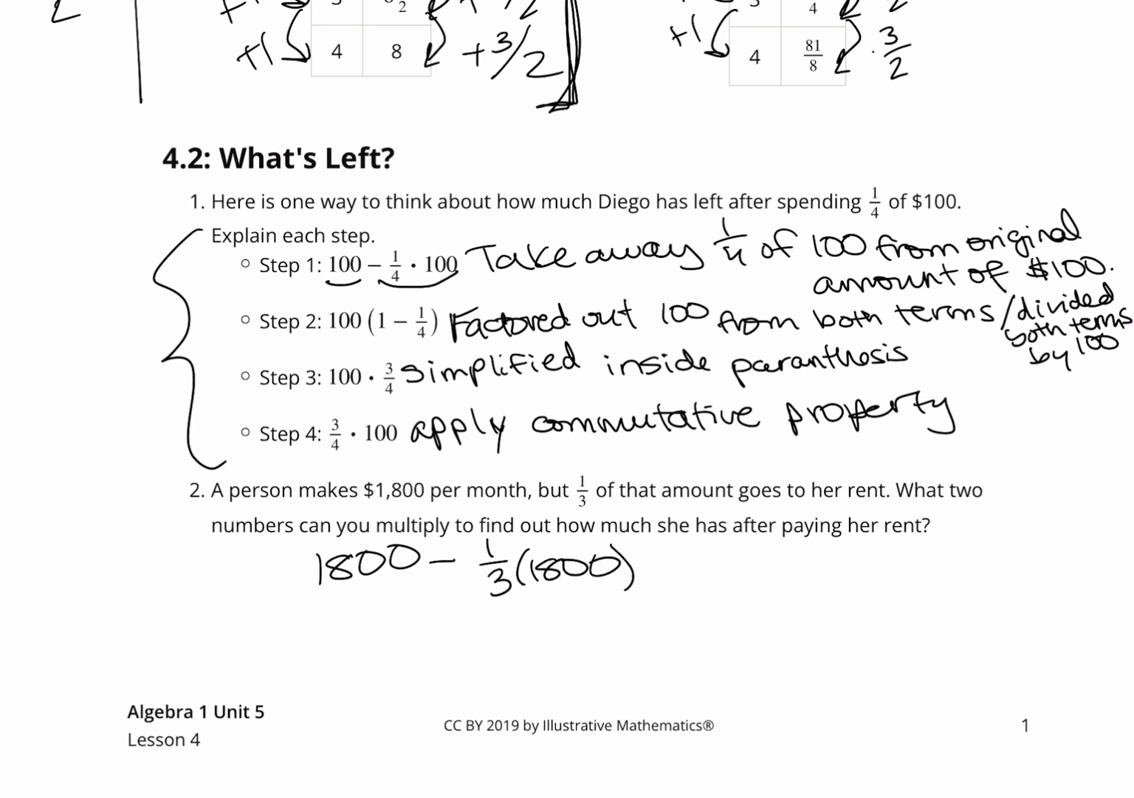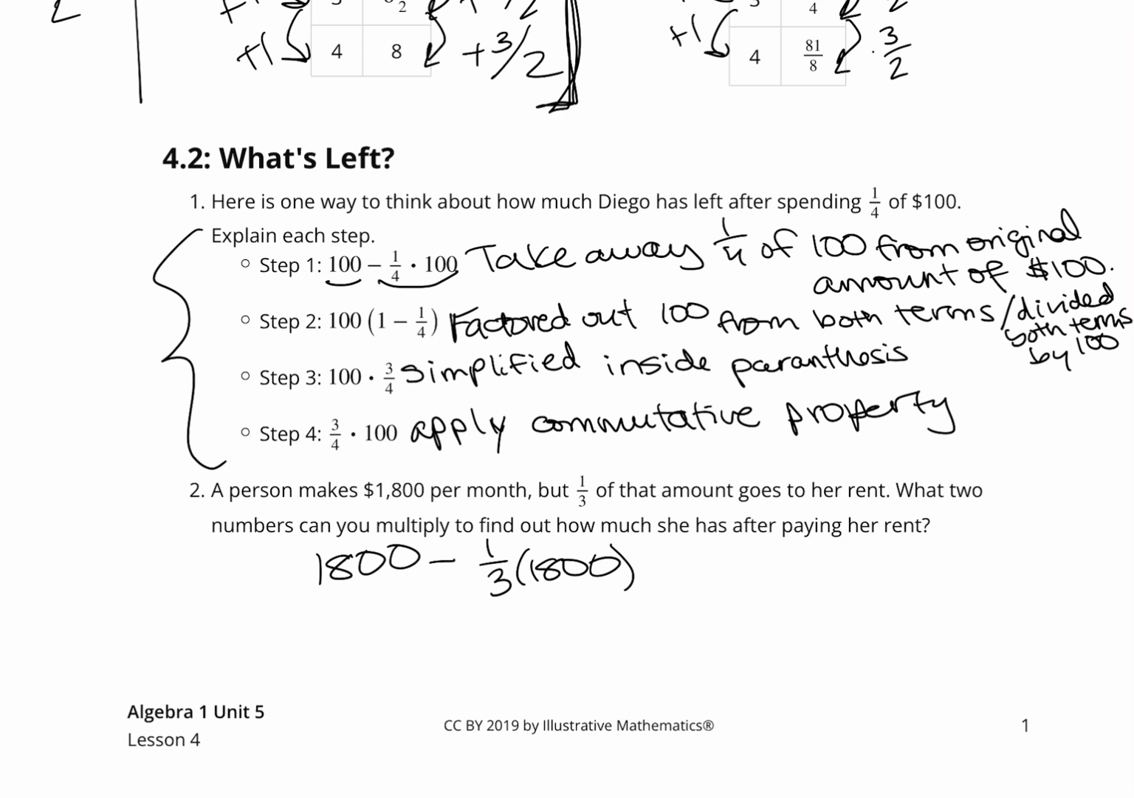It was a third of $1,800. And then we can do the same thing that was applied in these steps in the first problem in order to change this term, or change the entire expression, into something similar to what we see here, where we are multiplying two numbers in order to represent the same amount. So the way we do that is by factoring out this 1,800 and then simplifying 1 minus 1/3.